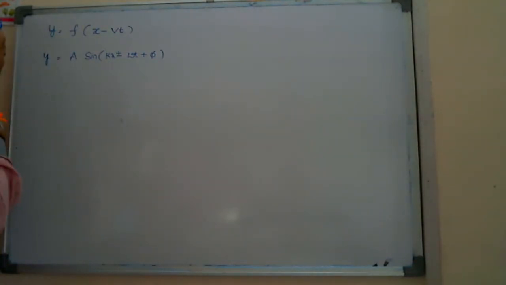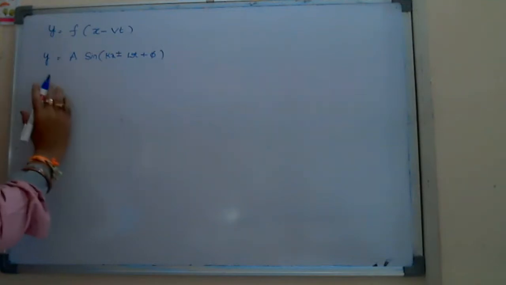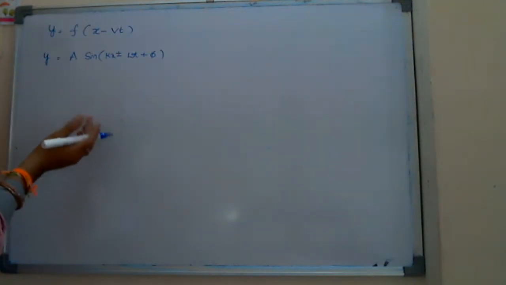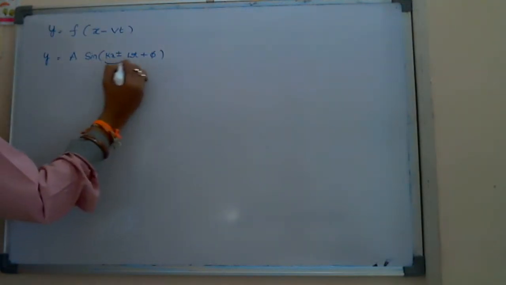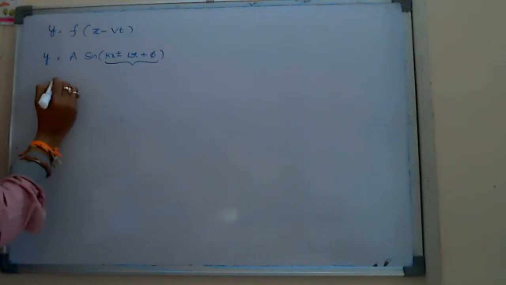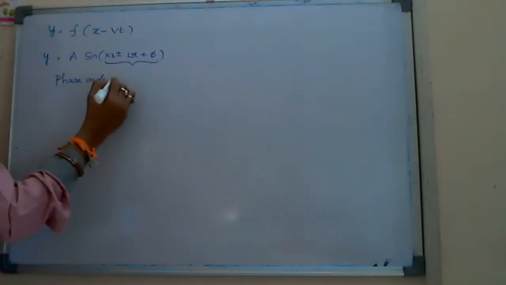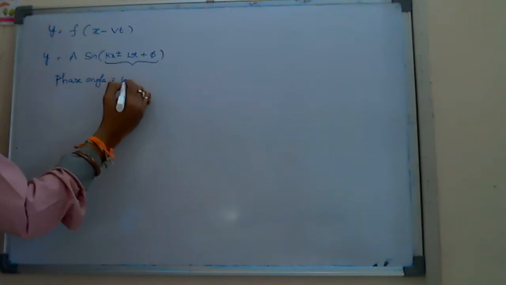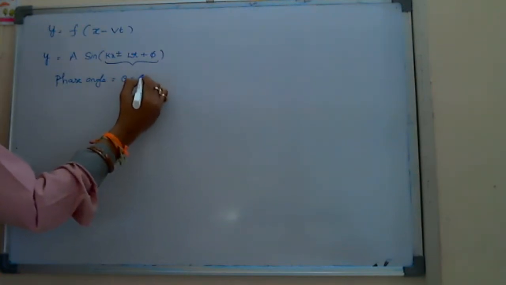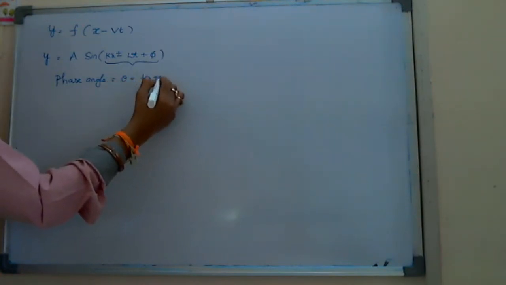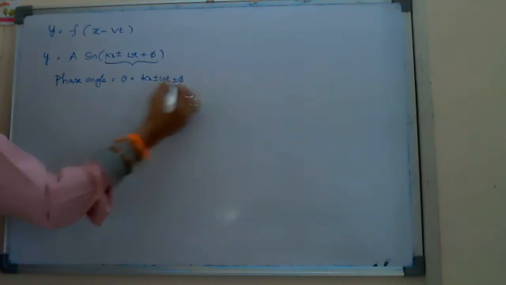Sometimes they ask for the relation between phase difference and path difference. As I already told you, this whole thing is called the phase angle. Previously we discussed this point. Phase angle, my representation is theta. Theta is equal to kx plus or minus omega t plus or minus phi. That is the general form.